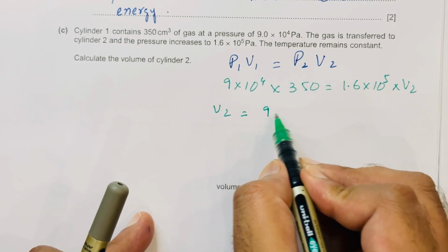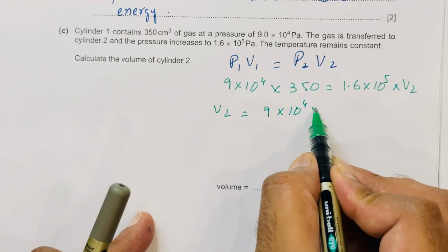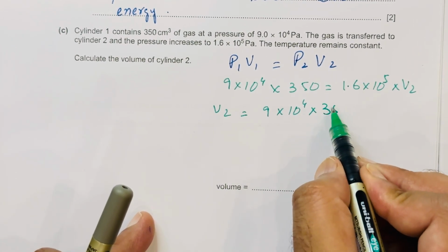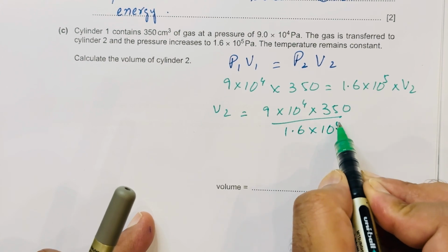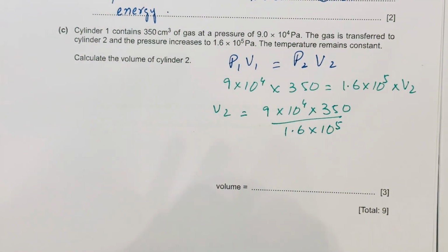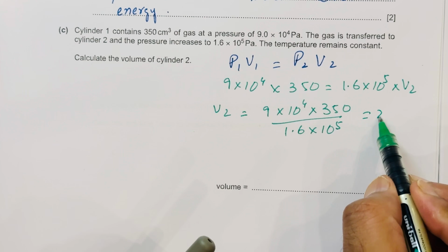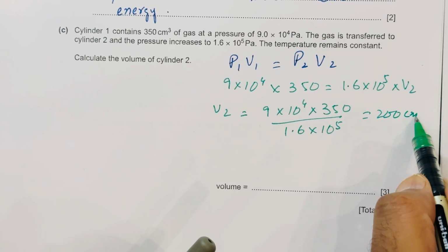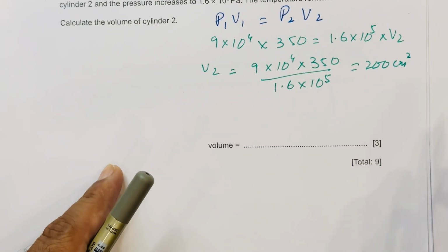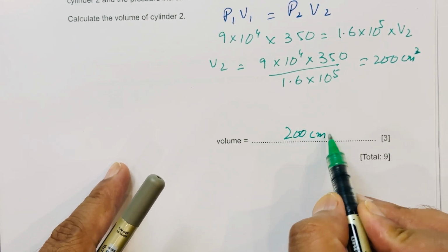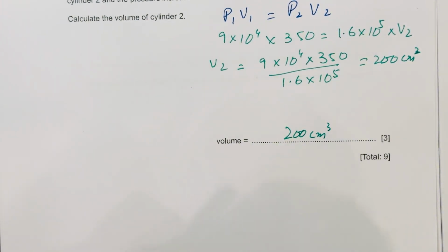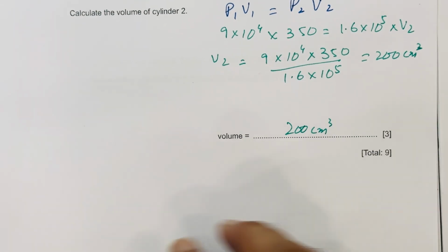V2 is equal to 9 into 10 raised to the power 4 multiplied by 350 divided by 1.6 into 10 raised to the power 5. So after calculating it, our answer would be 200 centimeter cube. So we're gonna write over here 200 centimeter cube. This is the answer for question number 4, last part C. Moving to question number 5.